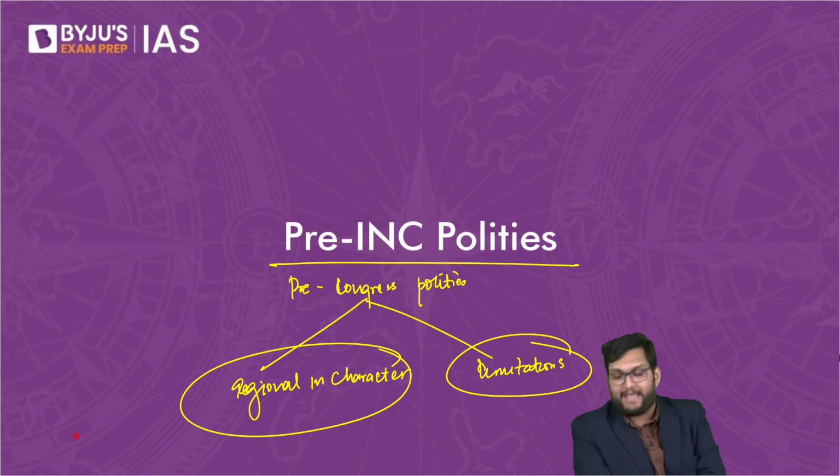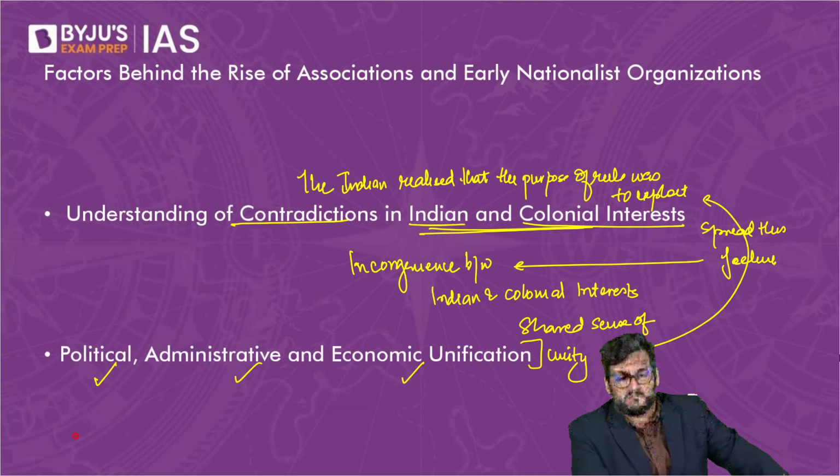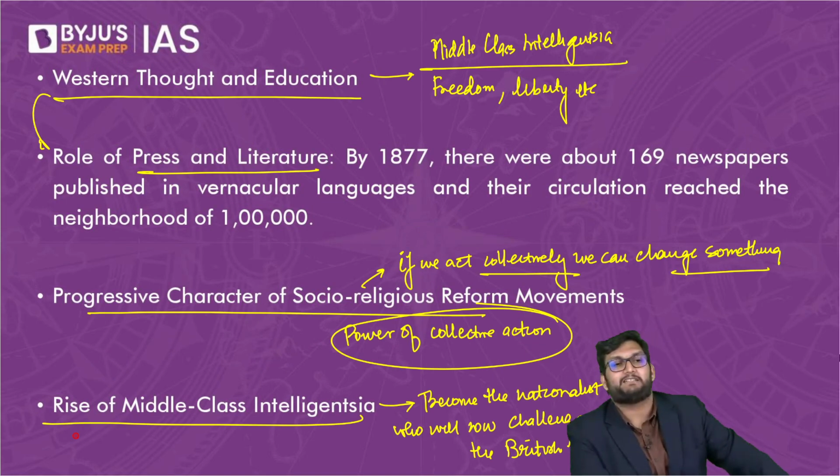Simple point is, can we all agree to all the points I've discussed with you here, that these are the factors which led to the rise of nationalism? If a question comes that why did nationalism rise in India in the middle of the 19th century, you will be able to answer that, right? Done? Political and geographical unity is important, because if they are not united geographically, then there will be hindrance in transfer of ideas. Okay.